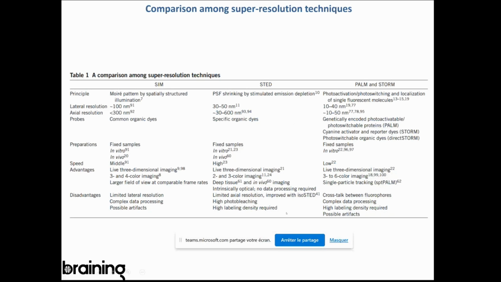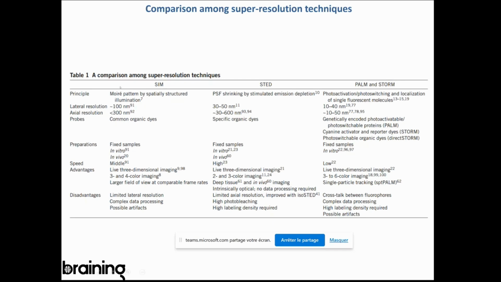So this is just to show you the comparison between the different super resolution techniques that exist. So PALM and STORM, as you can see, are the ones that have the best resolution in terms of spatial resolution. So you can resolve the localization of molecules that are spaced by 10 to 40 nanometer.